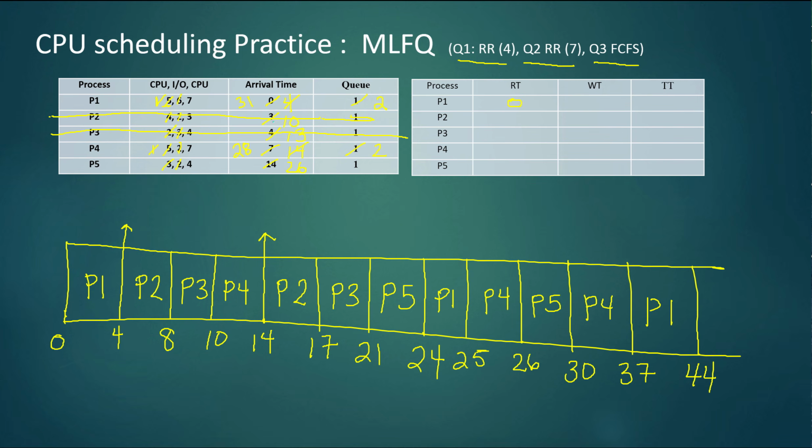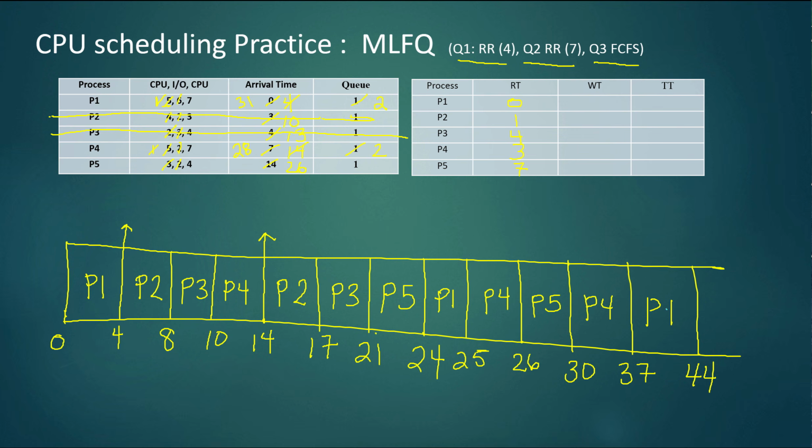P2 arrived originally at time 3 and first got on the processor at time 4, so P2's response time is 1. P3 originally arrived at time 4, waited 4 time units before getting on the CPU. P4 originally arrived at time 7, waited 3 time units to get onto the CPU. And P5 originally arrived at time 14 and waited 7 time units to get onto the CPU. Remember, response time is a one-time measure from the first time that it arrives into the system to the first time it gets on the CPU.